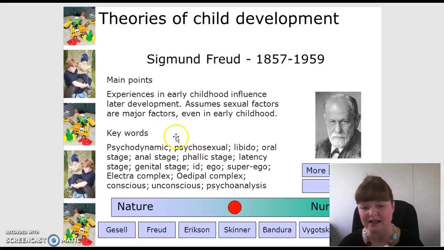These are some of his key words, and of course you're probably pretty familiar with id, ego, and superego. It has a little bit to do with our personalities. Then, where was he on the nature-nurture scale? Well, he was right about there in the middle. He felt that nature, what we're born with and what our parents are, have a lot to do with how we develop, but also how we're nurtured.